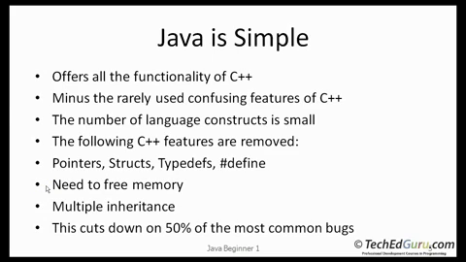There is no need to free memory. If you want to create an object in Java, go ahead and do so. When you are done with it, you can just forget about it. There is no need to worry about removing that object from memory. And Java does not support multiple inheritance. I believe the only major programming language that supports multiple inheritance is C++. And they found, based on the research that they did, that by removing these features, it may cut down 50% of the most common bugs that occur in C++.